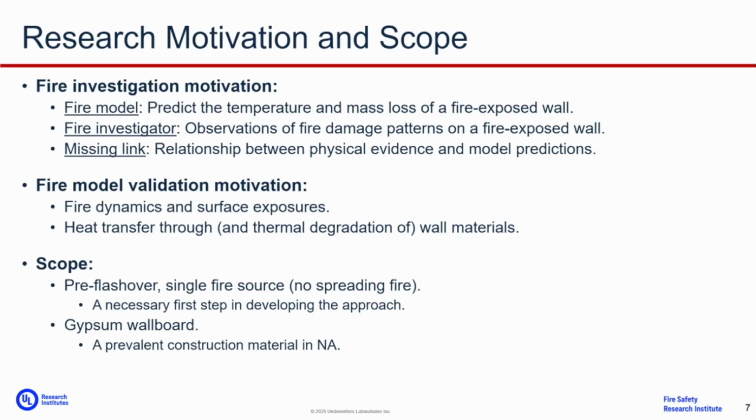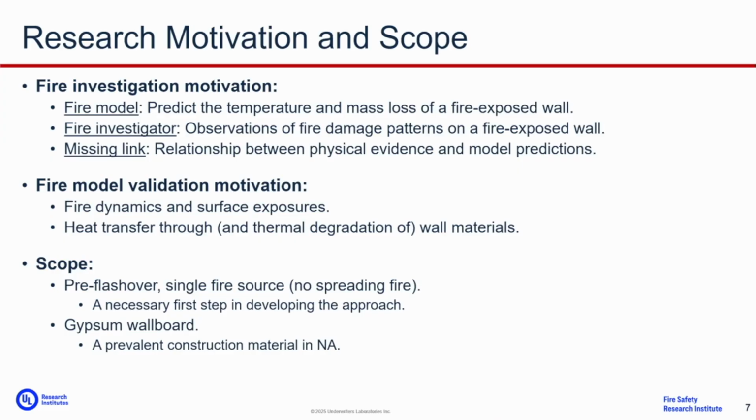a fire model can be used to predict temperatures, it can be used to predict heat flux, and it can be used to predict mass loss occurring on walls in a fire scenario. A fire investigator can come in after the fact and identify the final state of some sort of damage scenario, with that damage being directly related to some heat exposure. And then the missing link is the mechanism that ties that thermal exposure to the fire damage. And then secondarily, we have a motivation from a fire model validation perspective, which is to develop a comprehensive and useful data set.